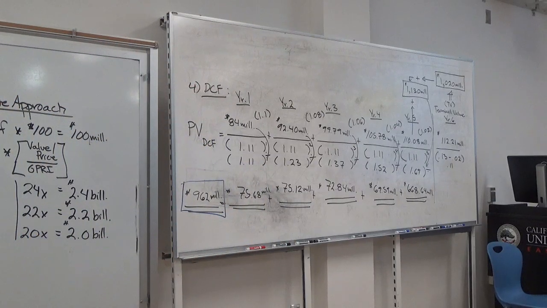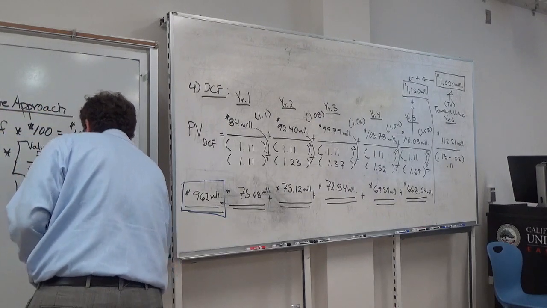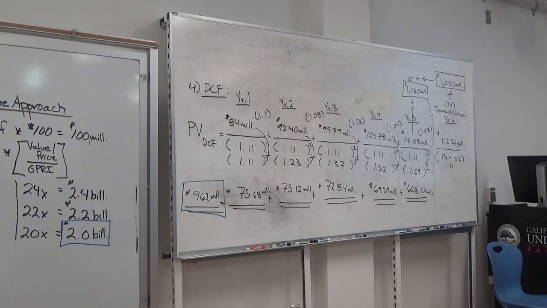After you peak, what happens? You go down. Okay. So do you think people are going to pay 24 times? No. You're going to pay 22? 20? But which one do you want to use? You want to be conservative? Okay. 2 billion. 1.4. 764.